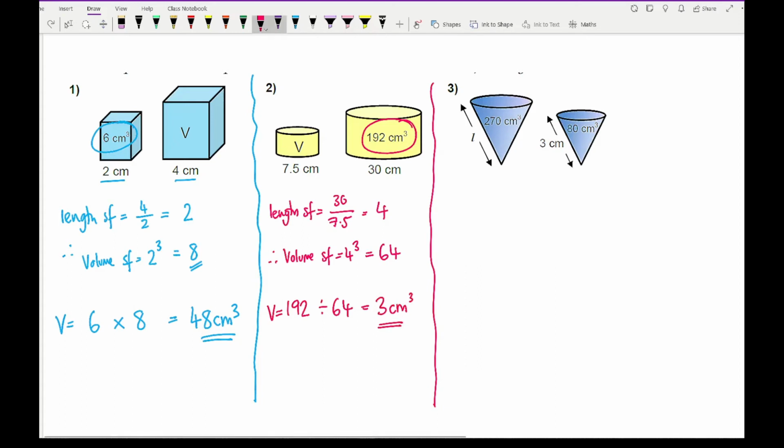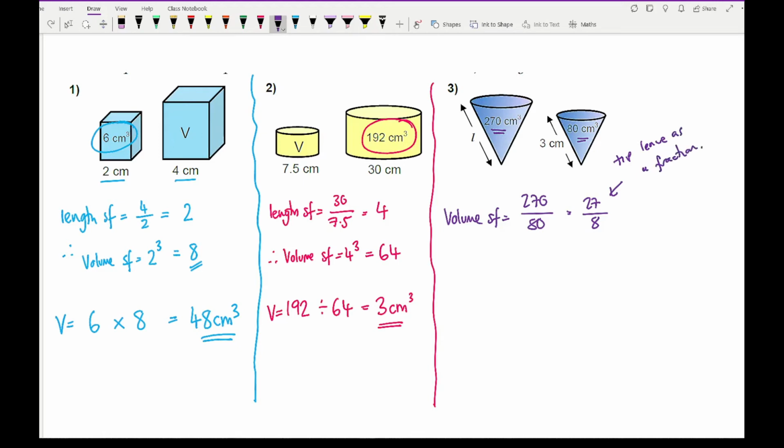Now moving on to the cones. So again here, I need to work out what L is. Now the information I've been given is I know the volume of these 2 shapes. So the volume scale factor is going to be 270 over 80. Now if I work that out on my calculator, 270 divided by 80, it gives me 27 over 8. Now I'm going to keep it as a fraction, and I would recommend that you do keep it as a fraction, otherwise you'd be working with a decimal. So I would say, as a tip, leave as a fraction.